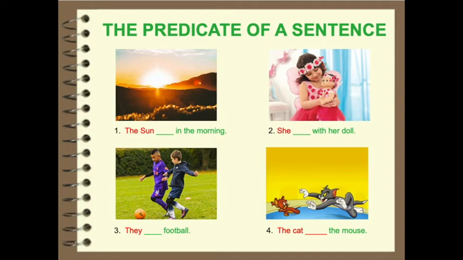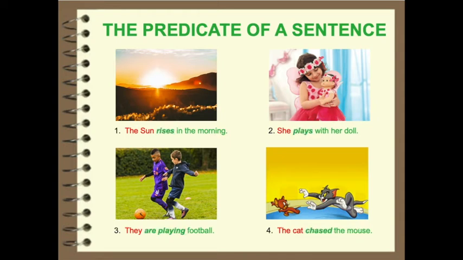Picture number 1. The sun dash in the morning. Picture number 2. She dash with her doll. Picture number 3. They dash football. Picture number 4, and I think this is your favorite, the cat dash the mouse. I think all of you have the answers now. Shall we check it out?